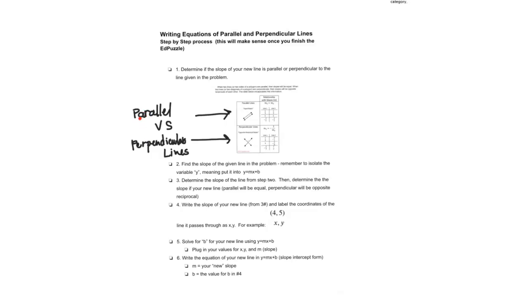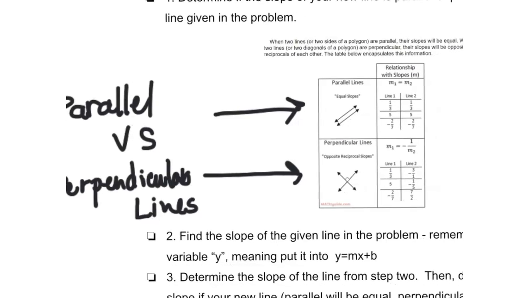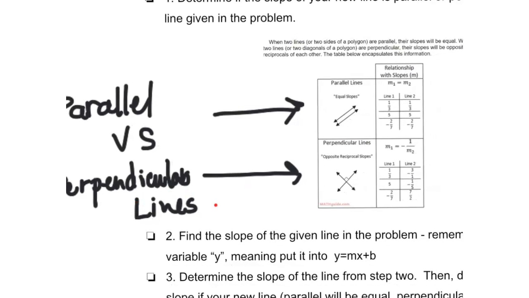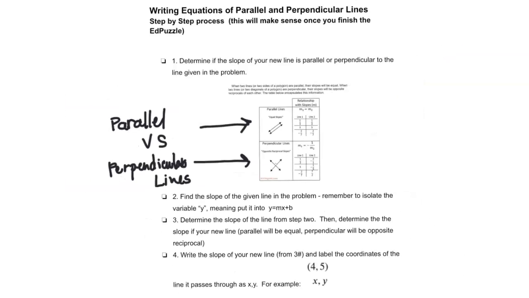Remember the differences between parallel and perpendicular lines. Parallel lines have the same slope or equal slopes, and perpendicular lines have opposite reciprocal slopes. Here gives you different examples of both of those relationships. So please look at that document.